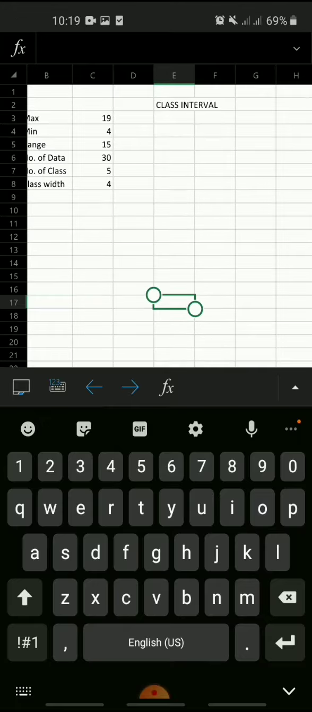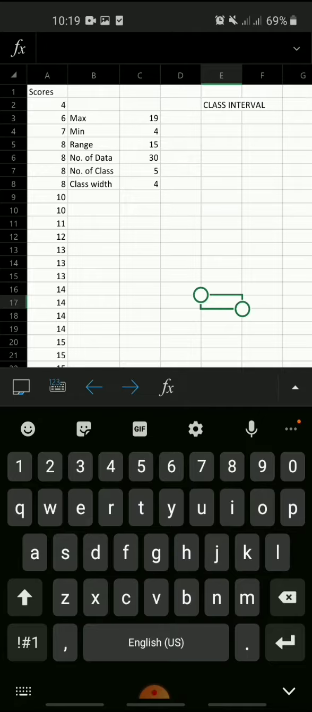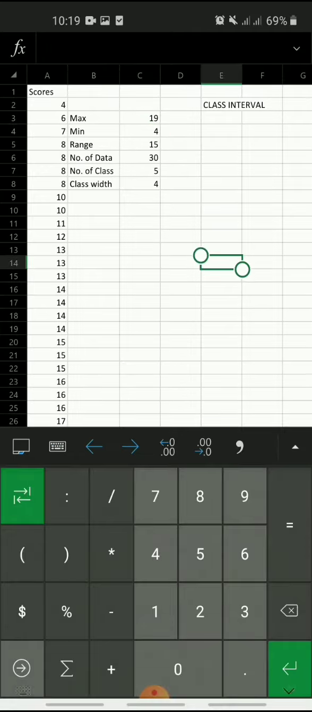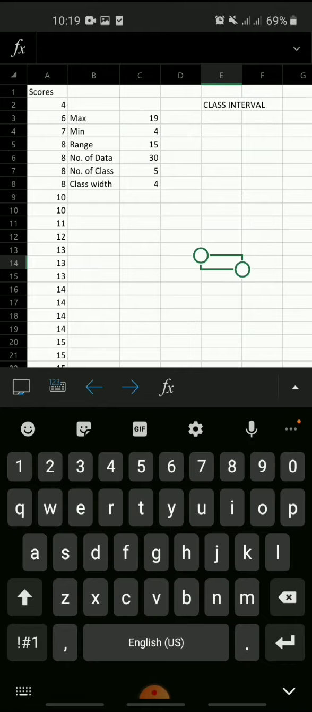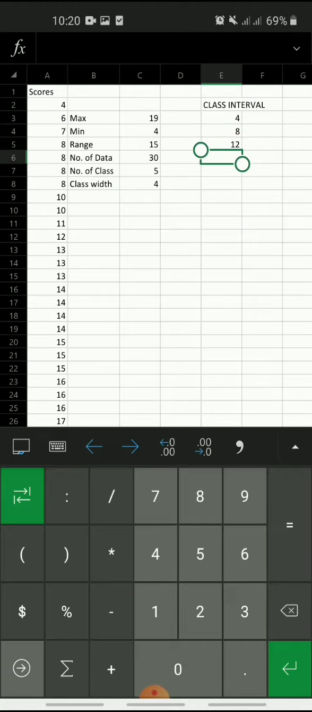To get the class interval, we automatically put down the lowest value of our data, which is 4. And then for the rest, we simply add the class width. So 4, then 4 plus 4 equals 8, 8 plus 4 equals 12, 12 plus 4 equals 16. Here we stop before it goes over.